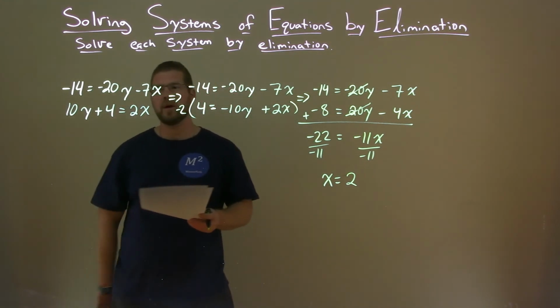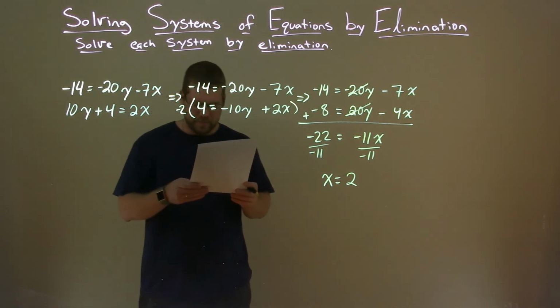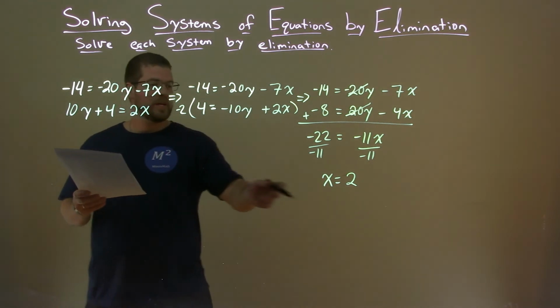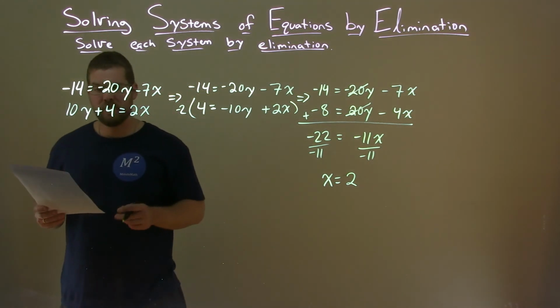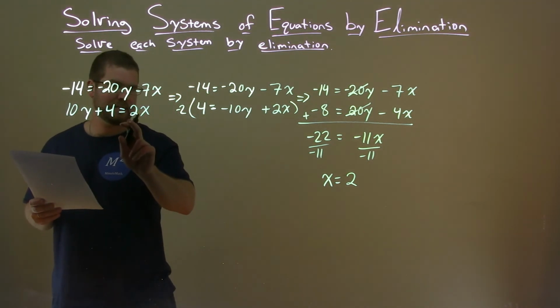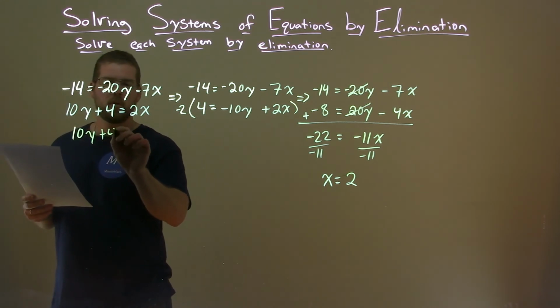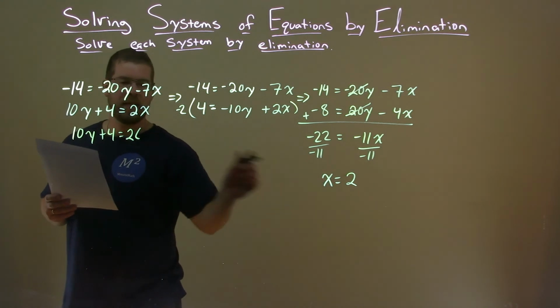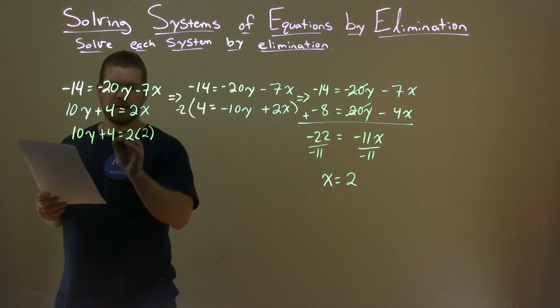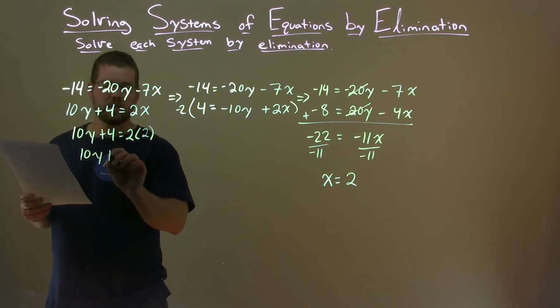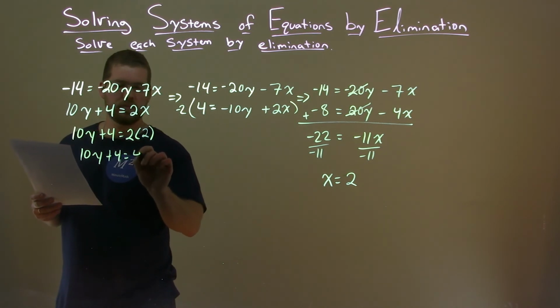We need to pick an equation and solve for y. It doesn't really matter which equation we pick, but I like to pick the easier one, and I think it's the second one right here. Okay, so we have 10y plus 4 equals 2. Plug in that 2 for x. All right, 10y plus 4 equals 2 times 2, 4.